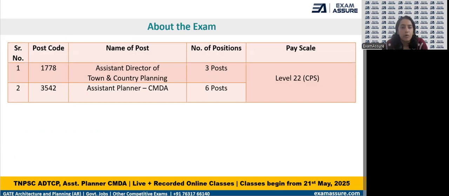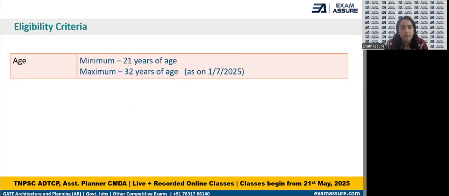So the two posts, one being Assistant Director of Town and Country Planning, has 3 vacancies and the post of Assistant Planner has 6 vacancies. Both these posts have a pay scale of level 22. As far as the eligibility criteria with respect to age is concerned, the candidate shall have a minimum age of 21 years and a maximum age of 32 years as on 1st of July 2025.